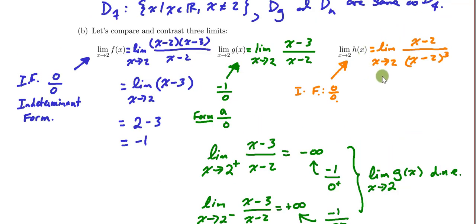Let's take a look at this problem here. In this third example, we again started out with the indeterminate form 0 over 0. If I were to do some cleaning up of this, we get the limit as x approaches 2 of 1 over x minus 2 quantity squared.